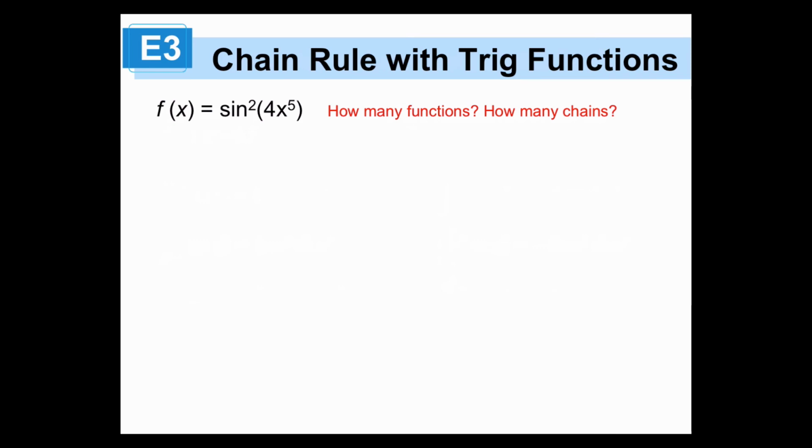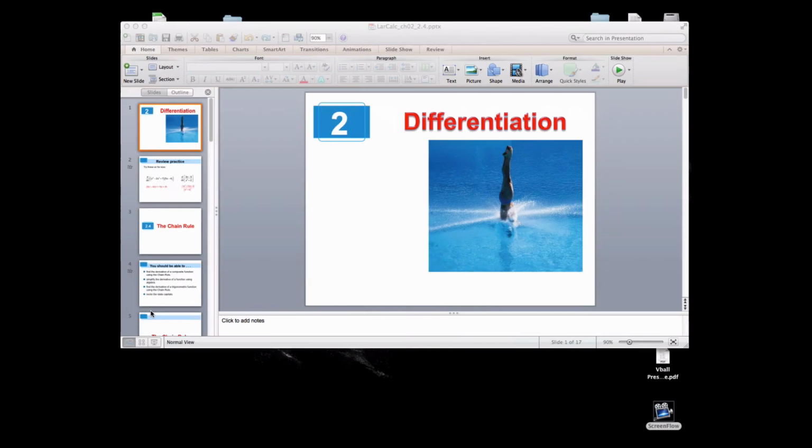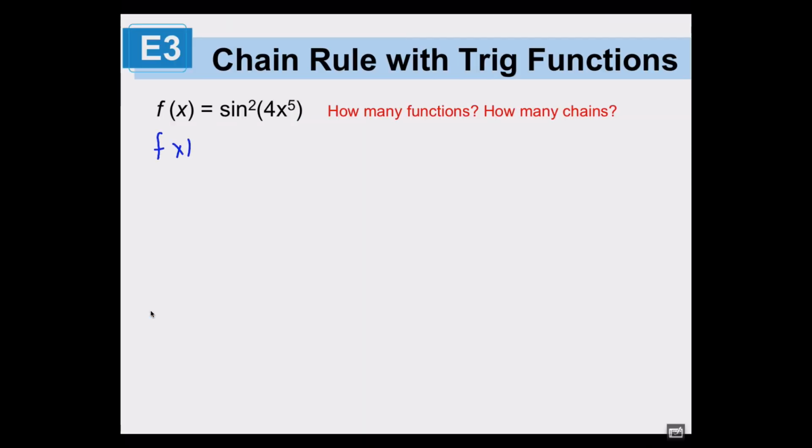Now, important question, Ryan. Which one's on the outside? The sine, the square, or the 4x to the fifth? What's on the outside? I'd say the sine squared's on the outside. Which one? The squared or the sine? Squared. The squared, correct. The squared is the outside function. Everybody see that? Why? Because it's sine of x squared. This is the same thing as sine of 4x to the 5th, squared. We just choose in math to take that 2 and bring it over here in front.